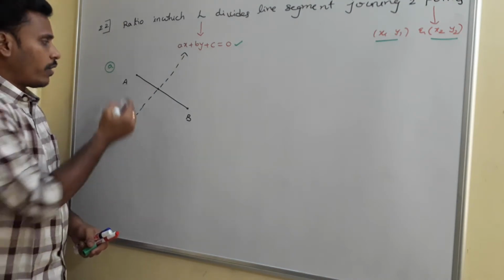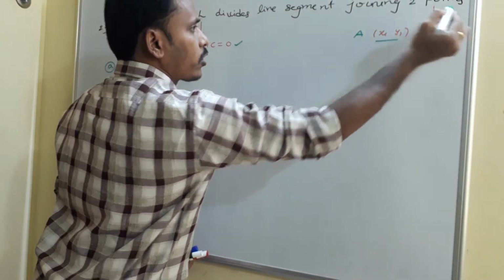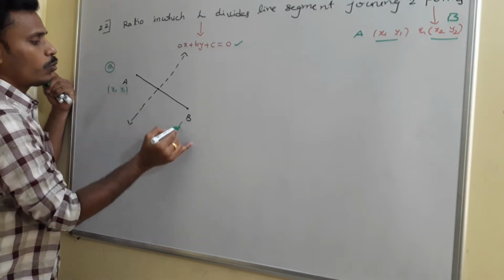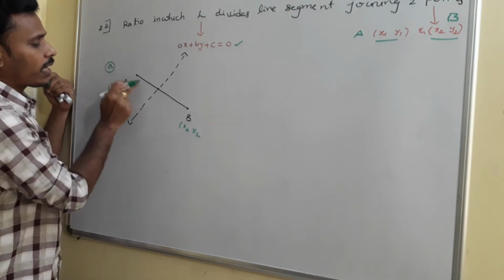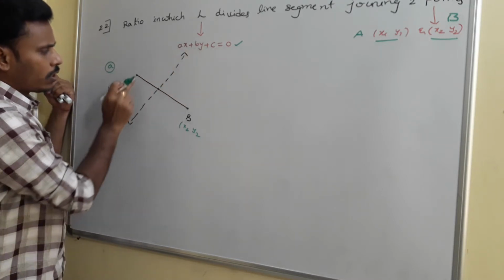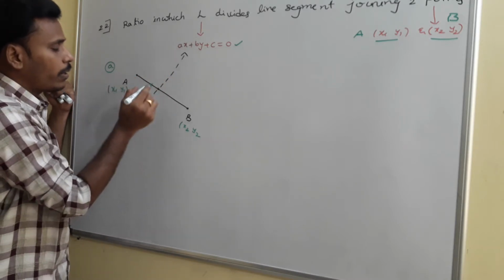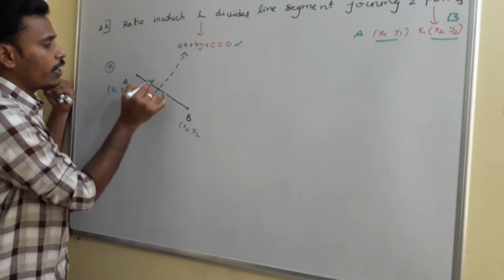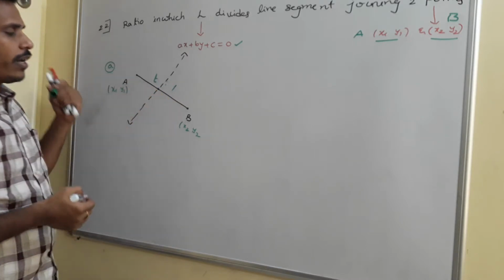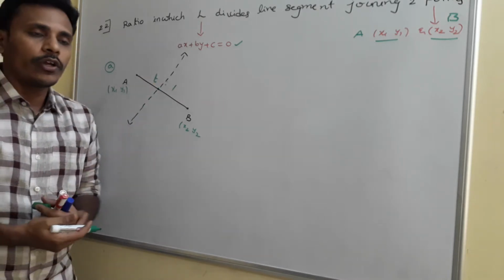Now, suppose this is the point A (x1, y1) and this is the point B (x2, y2). The line segment joining A and B is divided by this line in some ratio. This line divides this line segment in some ratio. Suppose we say the ratio is some t is to 1.